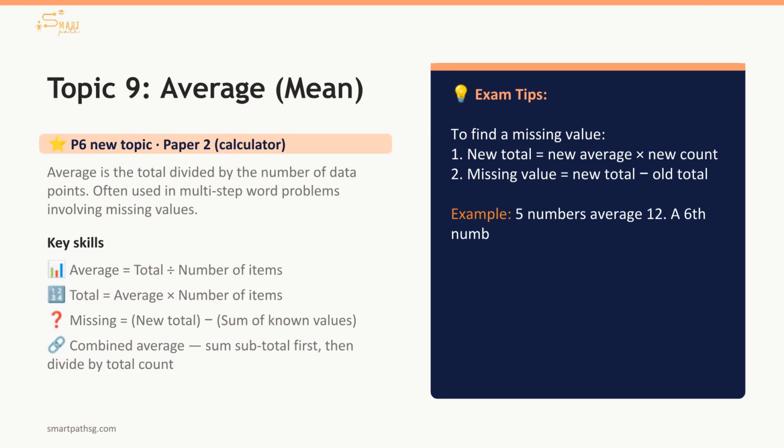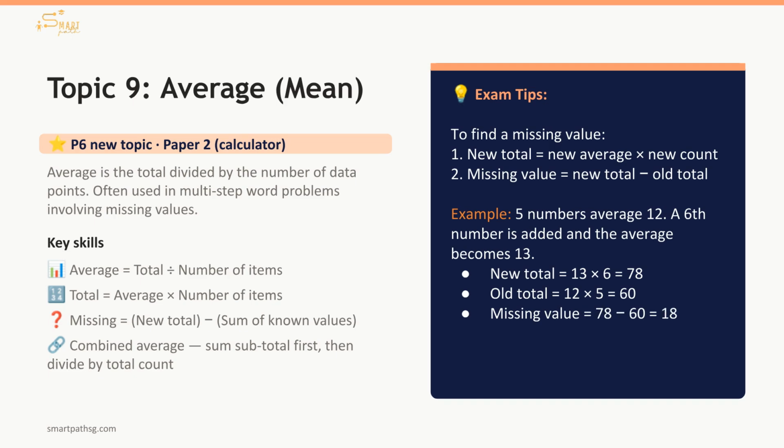Average, or mean, is almost always tested as a multi-step word problem. The missing value technique is the most frequently tested skill. Find the new total, subtract the old total. Don't just try to guess by working with averages directly.